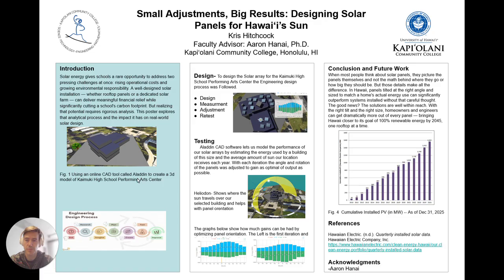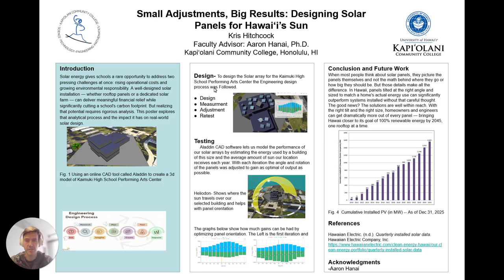So for this, we were using an online, computer-aided design tool called Aladdin. What this allowed us to do is model a building in 3D at a specific location on the Earth. Now, the location is very important because depending on where you are, the sun is in a different place in the sky. And in order for a solar panel to be more efficient, it needs to face the sun as much as possible, so we get as much solar energy as possible.